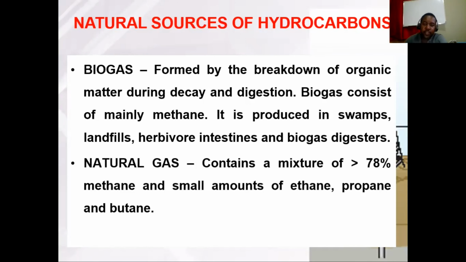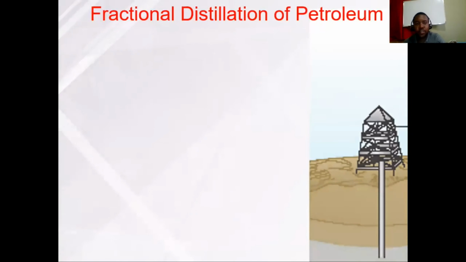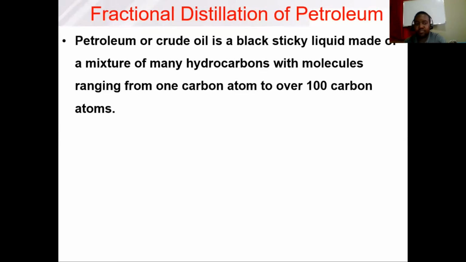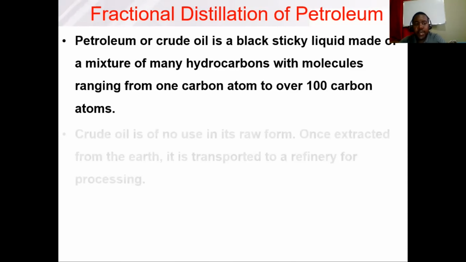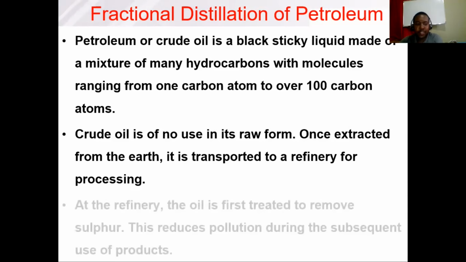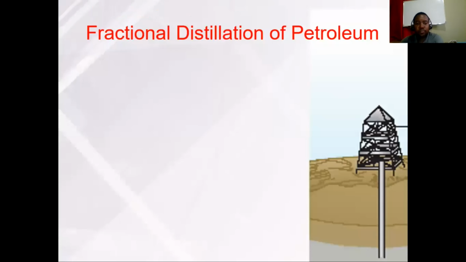Natural gas contains a mixture of over 78% methane, with small amounts of ethane, propane, and butane. And then the popular one, crude oil, which is a complex mixture of all the hydrocarbons that we use to date. So petroleum or crude oil is a black sticky liquid made of a mixture of many hydrocarbons with molecules ranging up to carbon numbers over 100 carbon atoms. Crude oil is of no use in its raw form. Once extracted from the earth, it is transported to a refinery for processing. At the refinery, the oil is first treated to remove sulfur. This reduces pollution during the subsequent use of products.